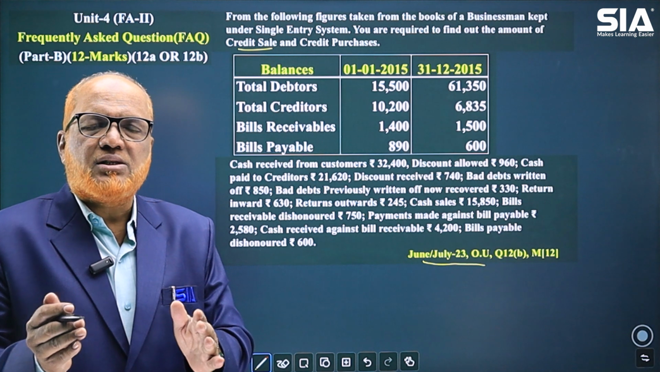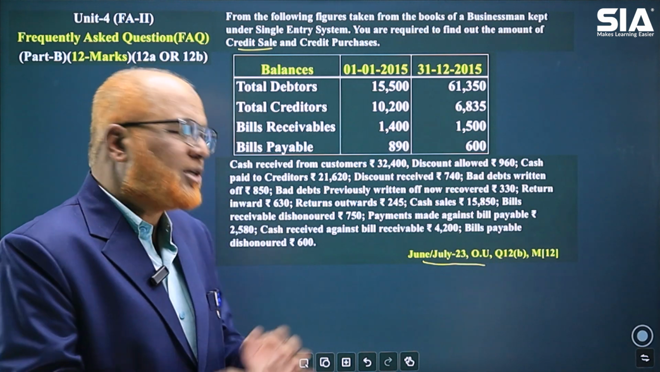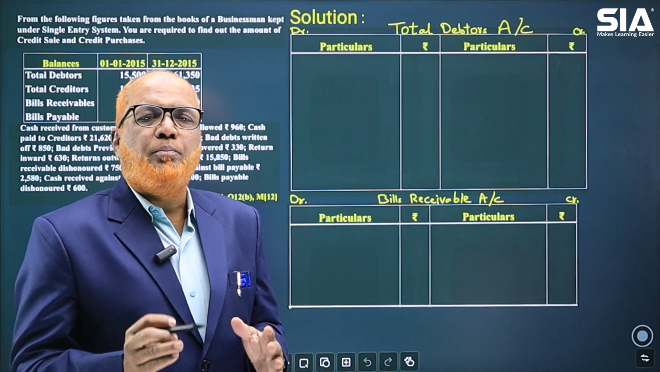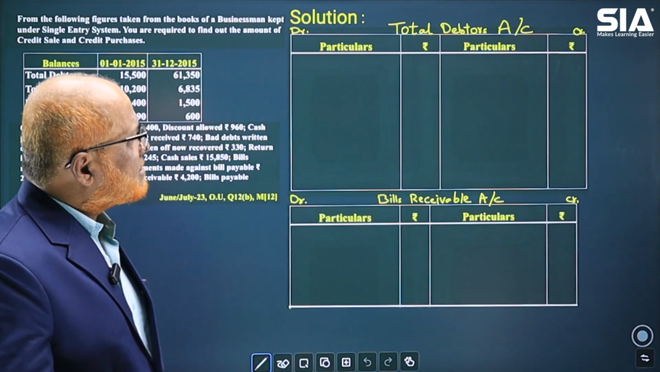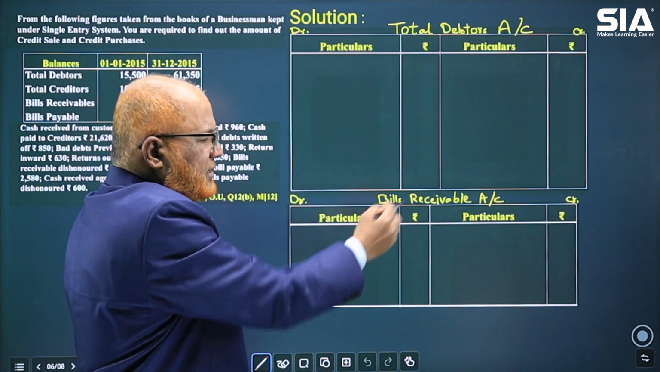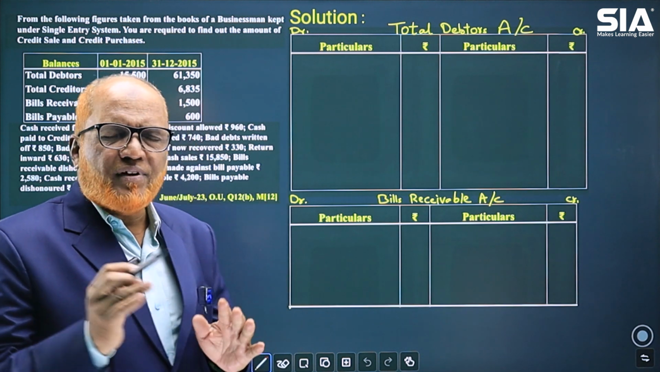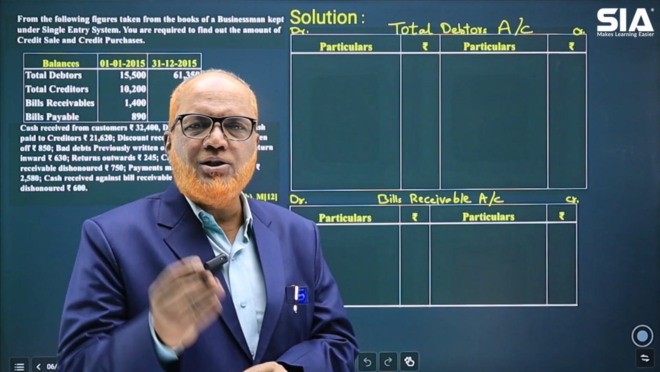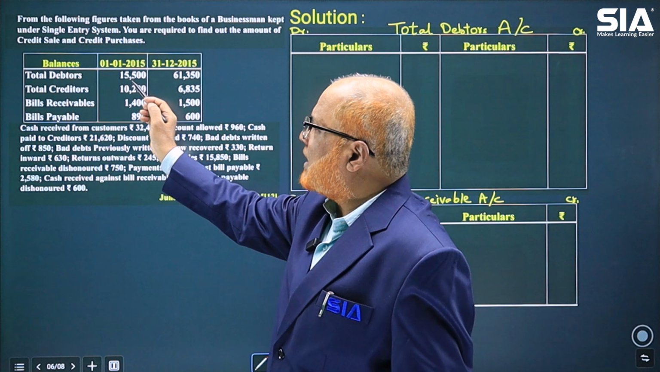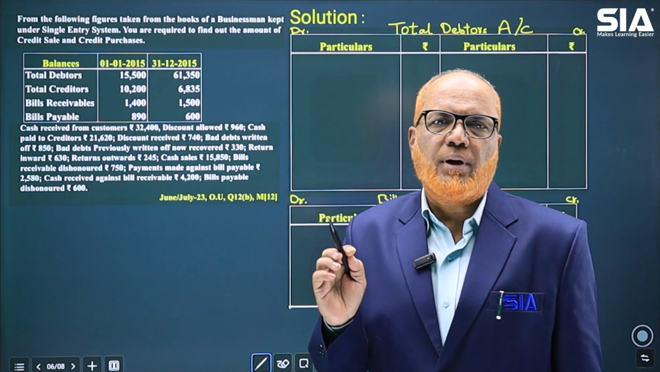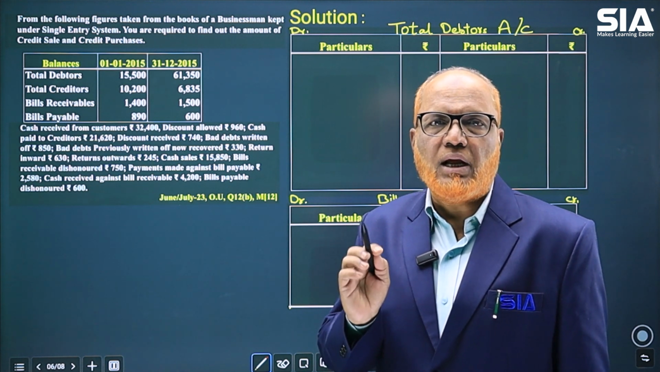To find out the credit sales, we go to make the total debtors account and bills receivable account. Now follow. Now you can see on the screen, first total debtors account, then bills receivable account. Why we make? To find out the credit sales, right? Now first of all, the first thing you must take is opening and closing balances which are given in the problem. You can see opening debtors 15,500.